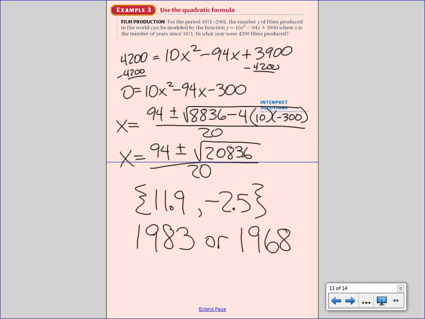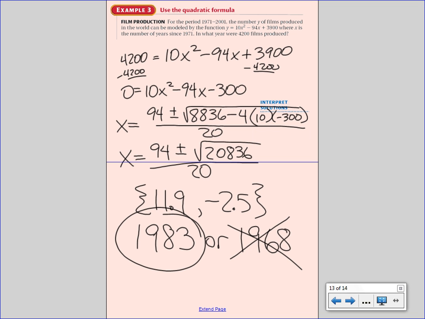The function applies between 1971 and 2001. Anything within that domain is valid. Anything beyond that domain, we do not know if the function applies. So looking at these two answers, we will keep 1983, and we will have to say that the other one is not in the domain, so we don't know if it applies.